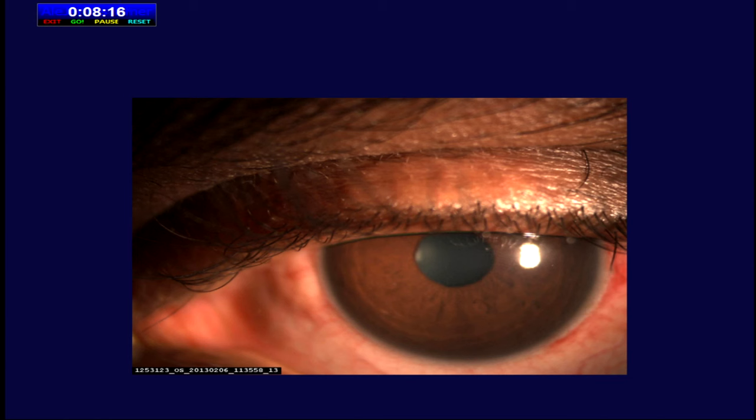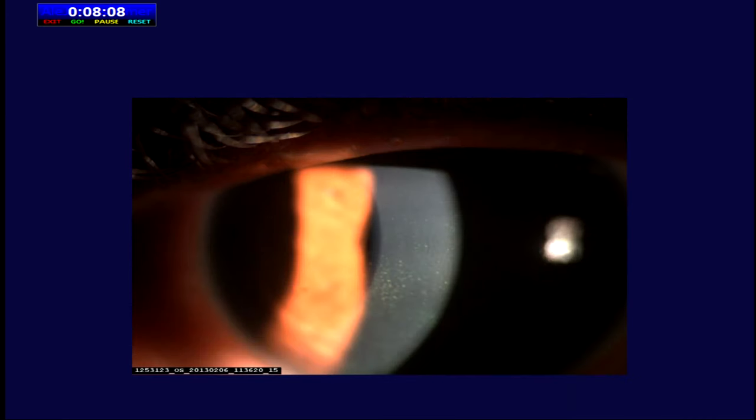And unless you look carefully, you'll be missing the subtle findings of dry eye. For example, this patient looks perfectly normal, but if you put a stain and see, you can see that there are multiple punctate staining areas. So just put a stain and see two things. One is the tear breakup time, second is the punctate staining, whether it is there.